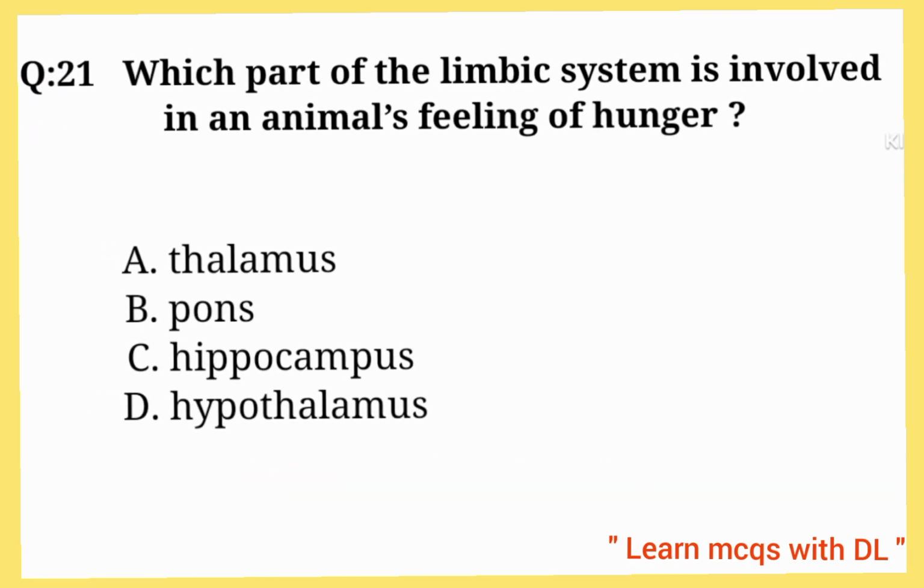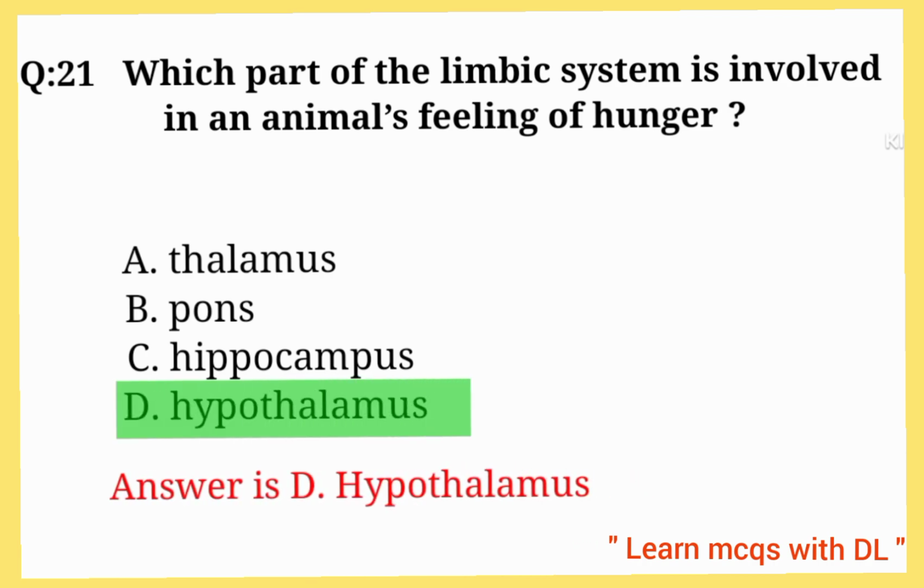Which part of the limbic system is involved in an animal's feeling of hunger? Thalamus, pons, hippocampus, hypothalamus. Your correct option is option B, hypothalamus.